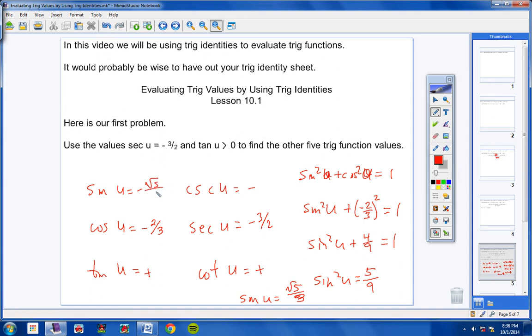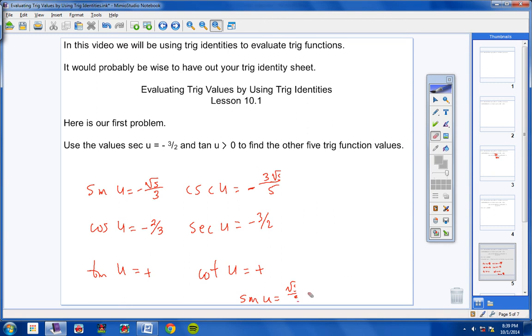Now, if that's the case, then over here I know cosecant is 3 over square root of 5. And of course, if you rationalize the denominator, you're going to end up with this right here, 3 square root of 5 over 5. Of course, it's negative. Now, how can I find tangent real quick? Well, I'm glad you asked. Very simple. Very simple indeed.